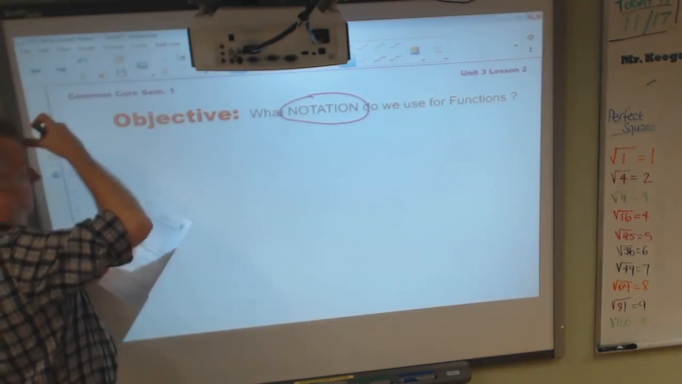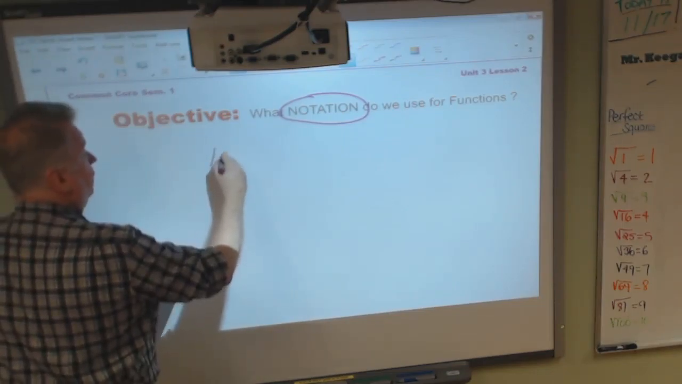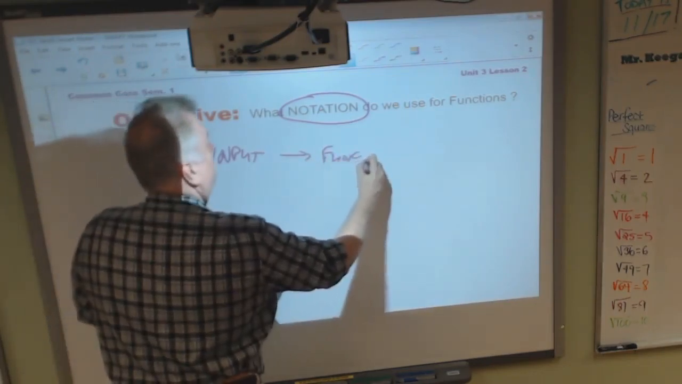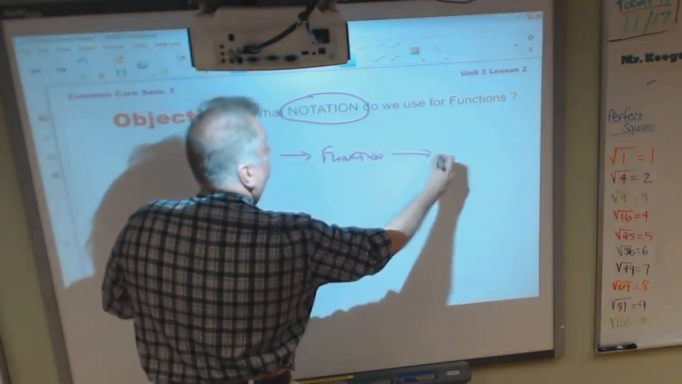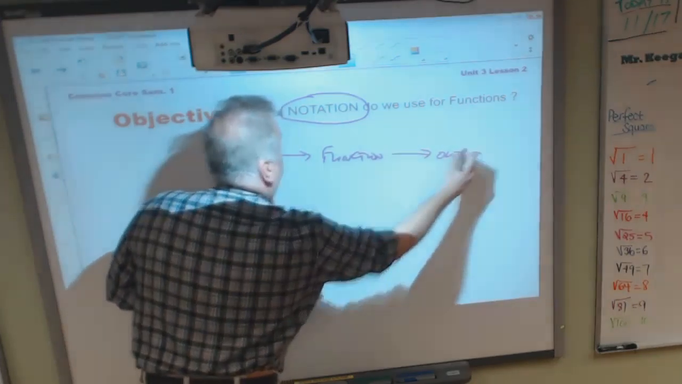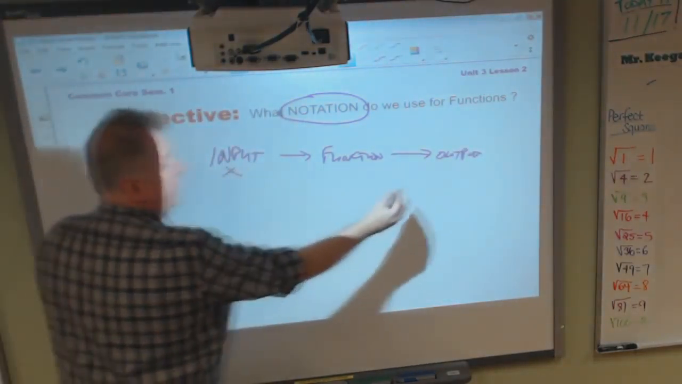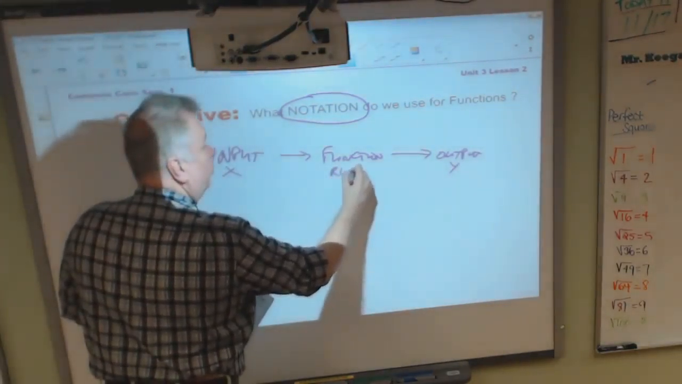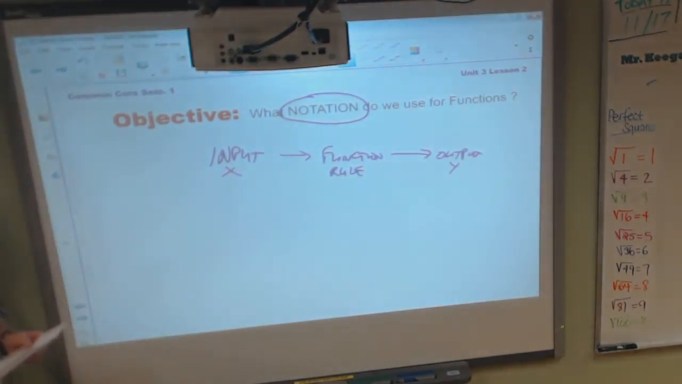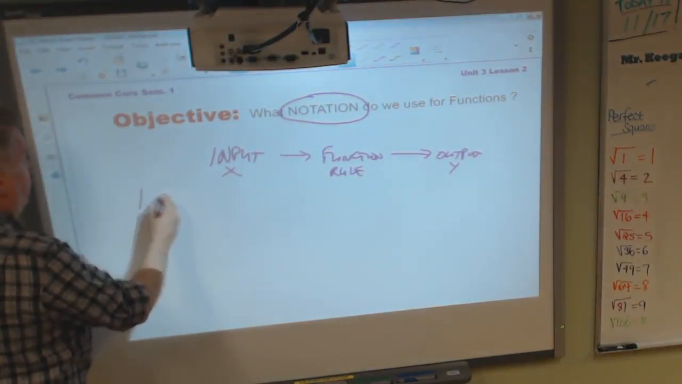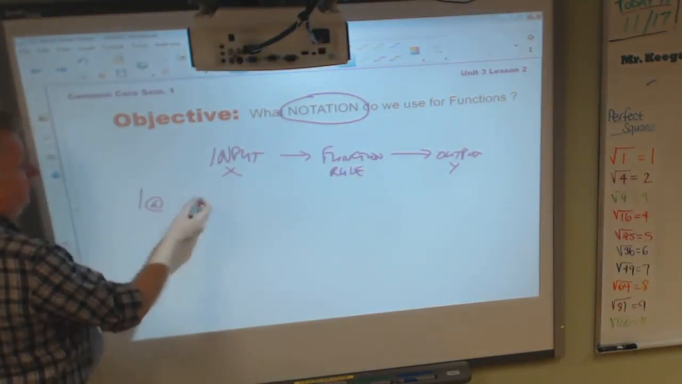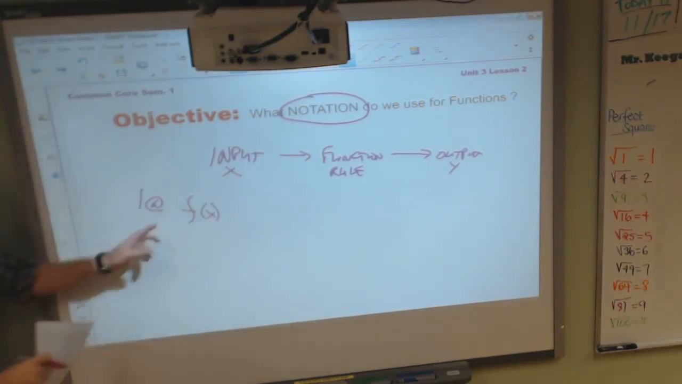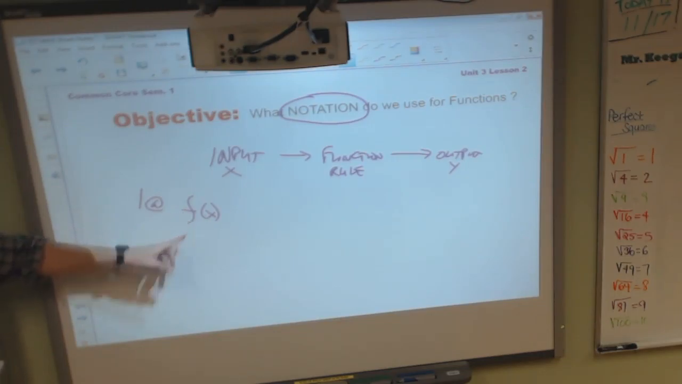So we're talking about functions converting inputs. A function takes an input and does something to it. It manipulates it somehow, then spits out an output. Typically, the input is the x and the output is the y, and the function is the rule. So we're just going to do exercise 1. This is how they write the function. They say f of x means there's a function that they're naming with the letter f.